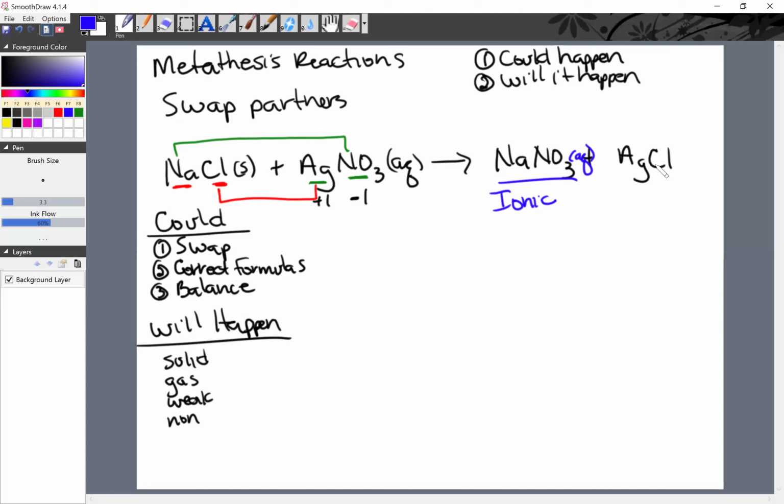All right, now I'm going to look at my silver chloride. All chlorides are soluble, except, in this case, the silver is one of the excepts. So it is not going to float around 100% as ions. At least part of it will come out as a solid. And so did I form a solid, gas, weak, or non-electrolyte? The answer in this case is yes. So yes, it will proceed. So yes, it will happen.